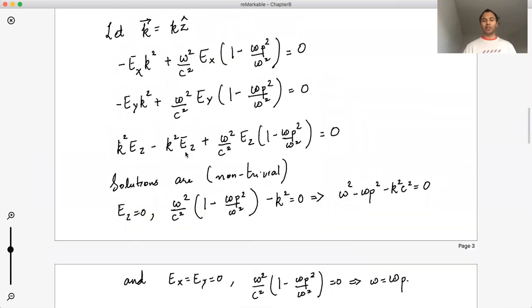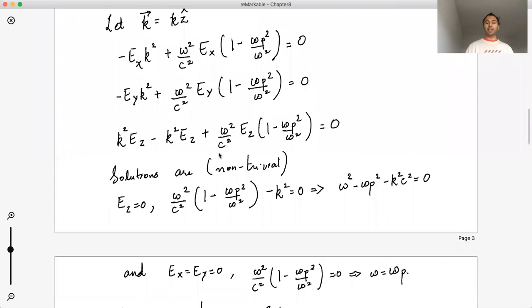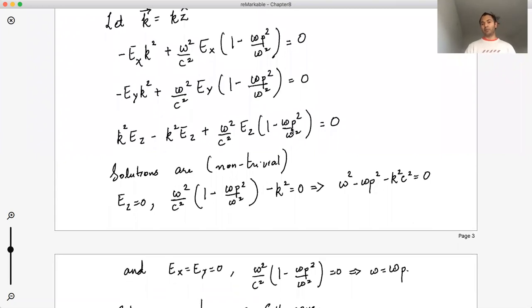Now the second solution itself has Ex and Ey equal to 0 and only Ez. So you have an electric field in the direction of propagation. So it's a longitudinal wave, and it has no dispersion, right? It has omega equal to omega p. So there's no spatial dispersion, let's say. There's no dependence on k in the dispersion relationship. Actually, the k terms cancel out. So there is no spatial dispersion in this wave. And the wave always has a frequency given by the plasma frequency.